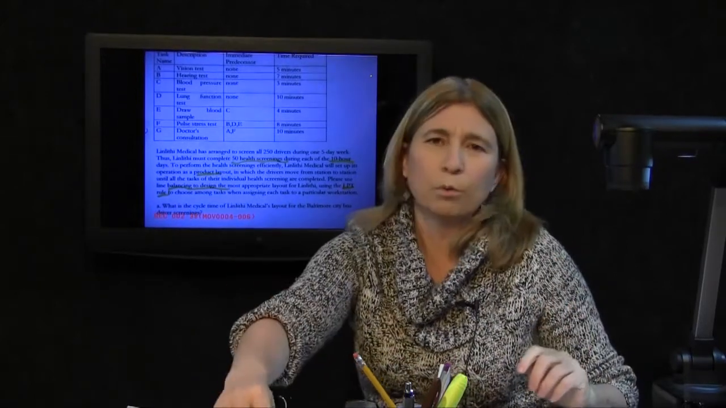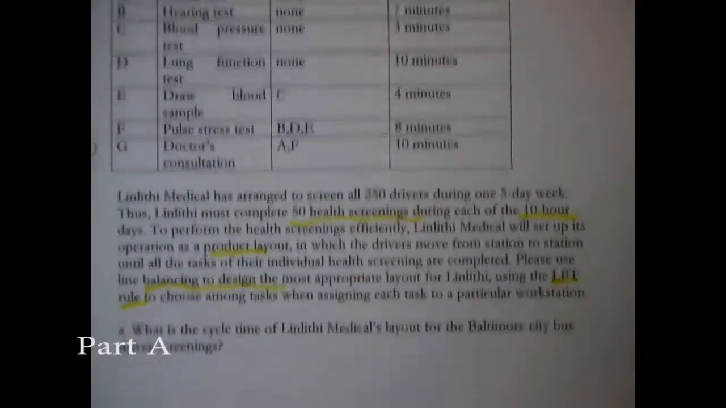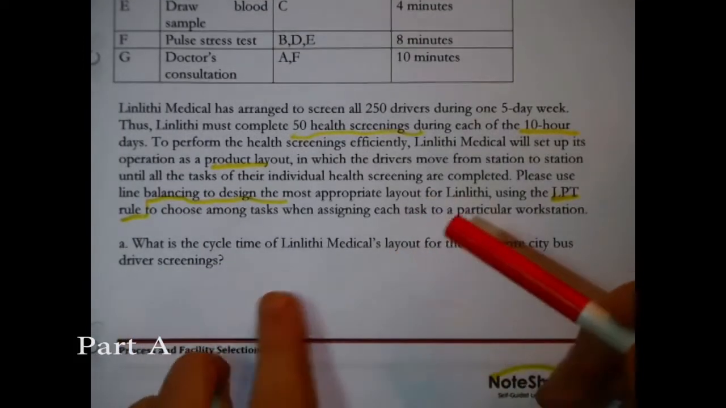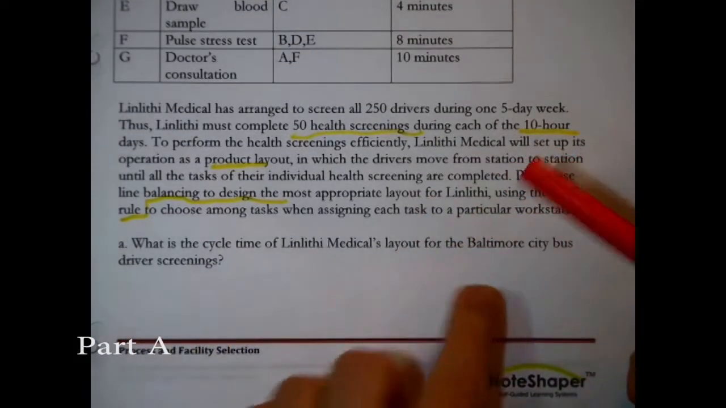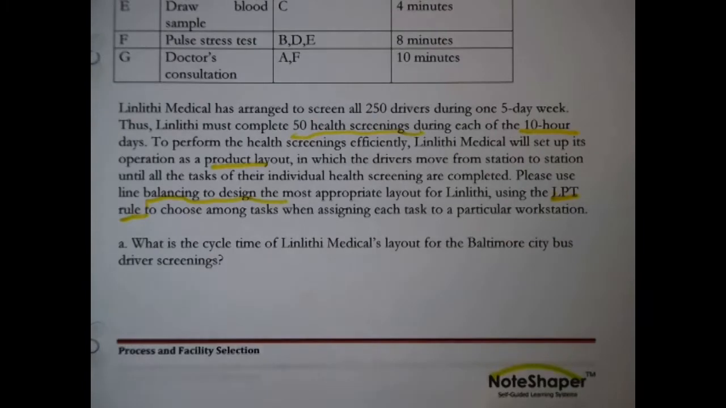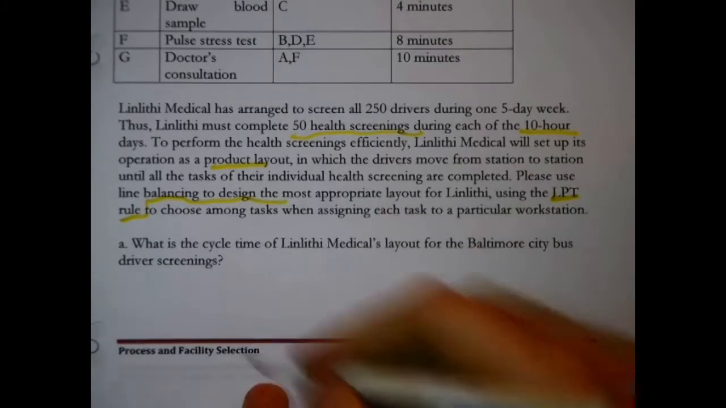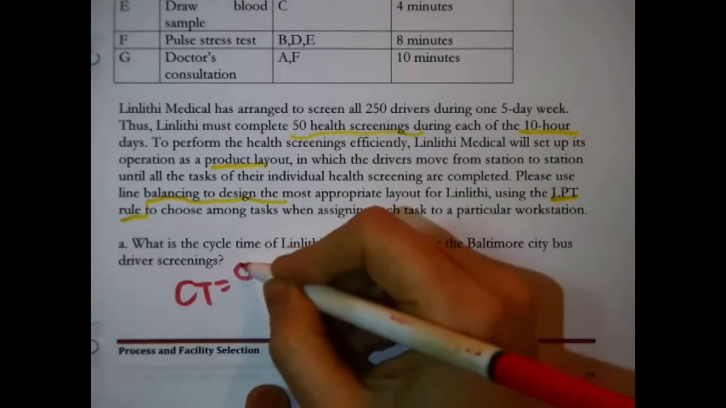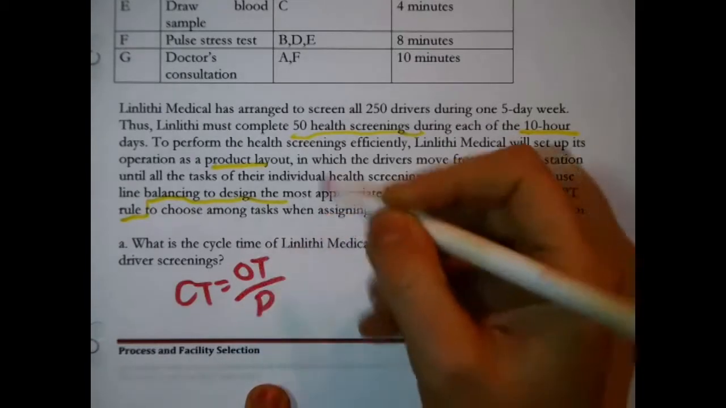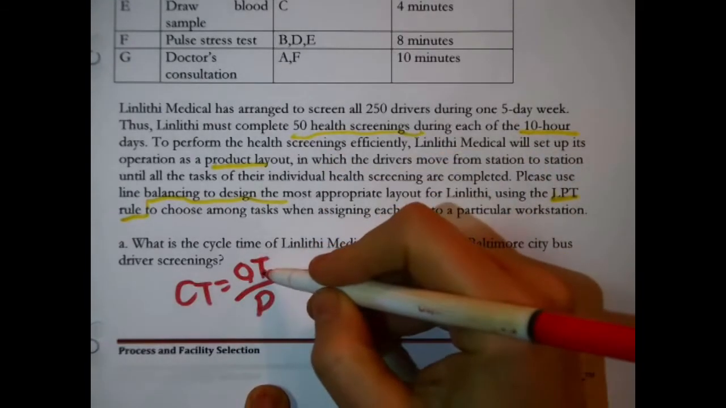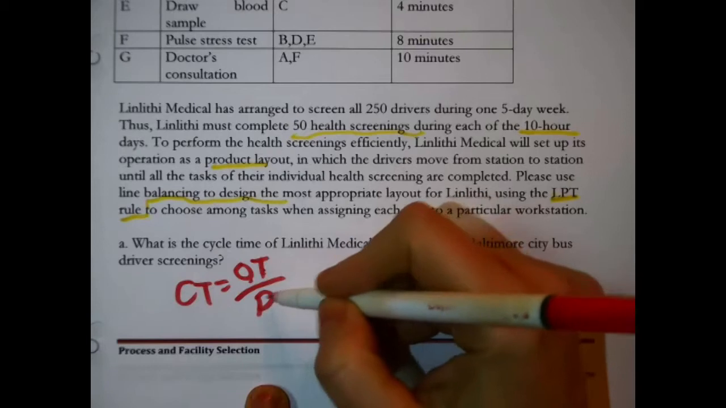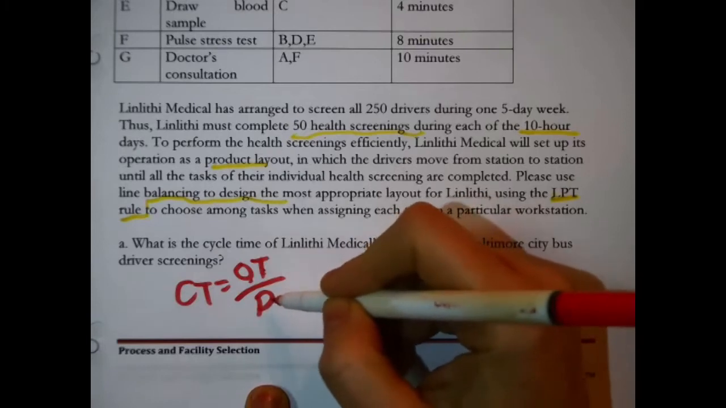All right, now, what are the questions? Well, first off, what is the cycle time of Lin-Lithi Medical's layout for the Baltimore City bus driver screenings? So, cycle time equals operating time divided by demand. That is to say, how long you want to run the line, what time interval, and then what you expect the line to produce in that time interval.